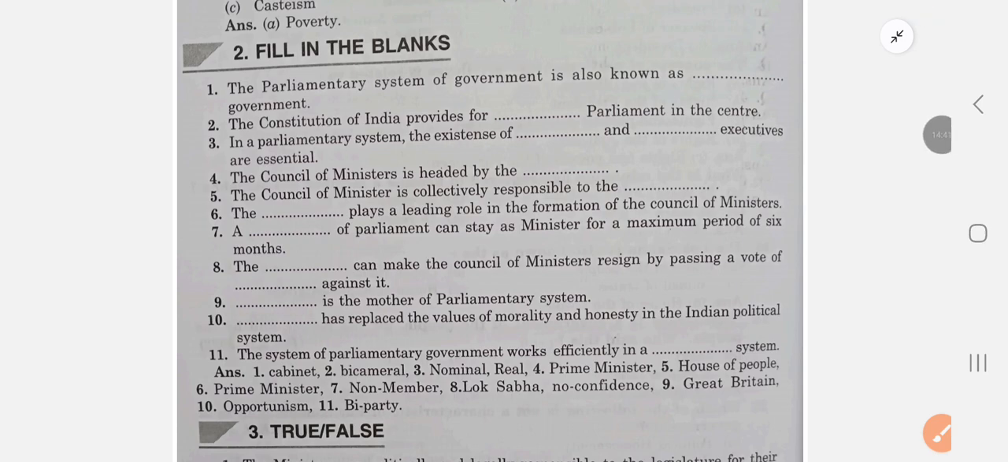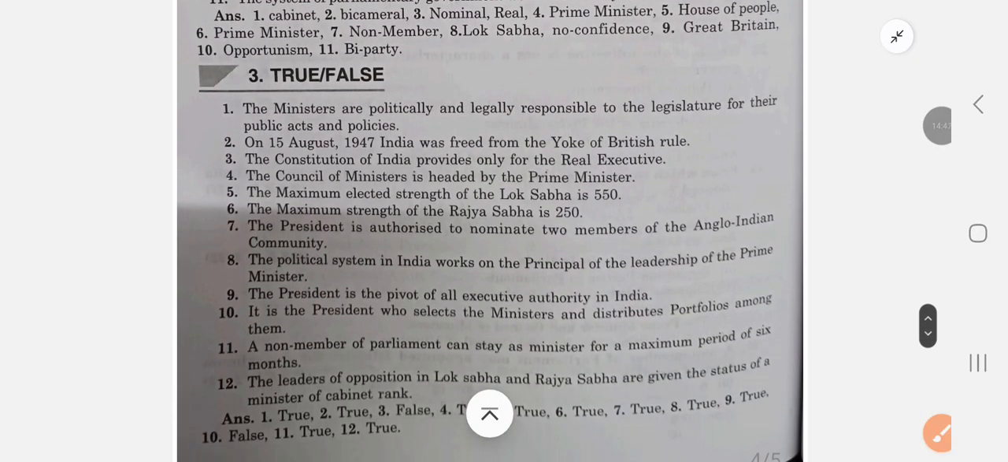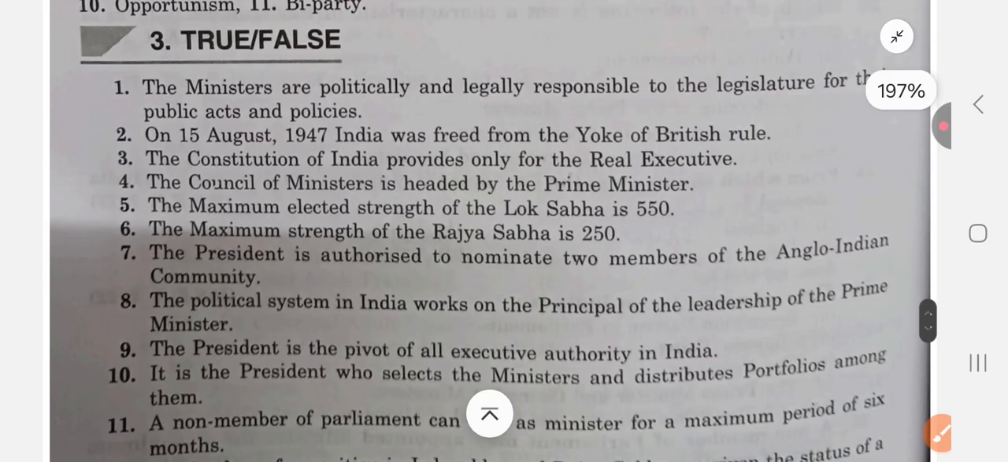Let's move to true and false questions now. Right, let's see. First question is, the ministers are politically and legally responsible to the legislature for their public acts and policies. That is true.